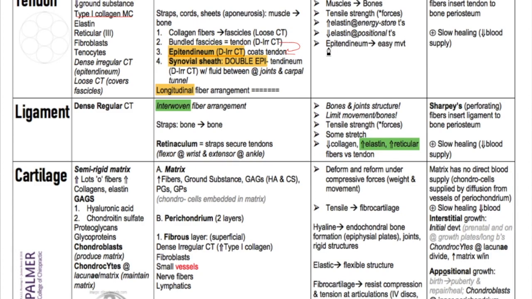The epitendinium allows for easy movement. We've kind of talked about that. And both of these, ligaments and tendons, are going to have things called Sharpey's fibers, which will insert them into the bones that they're interacting with. So there's a lot of similarities and a few differences, so we're kind of talking about them back and forth. They both heal slowly because they do not have an adequate direct blood supply. And they both have Sharpey's fibers securing them into the anatomy that they're involved with.